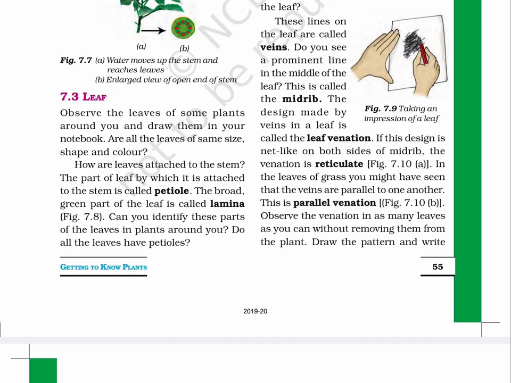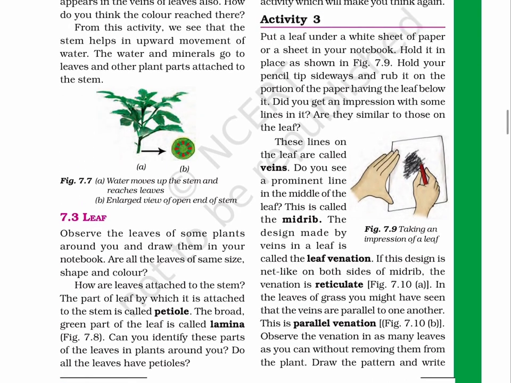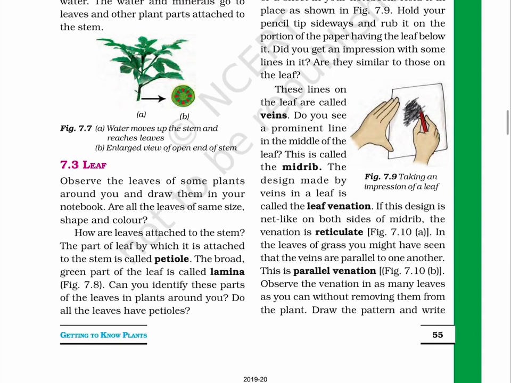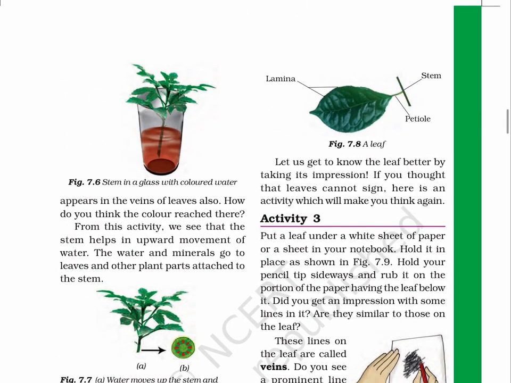Figure 7.8. Can you identify these parts of the leaves in plants around you? Do all the leaves have petioles? Let us get to know the leaf better by taking its impression. If you thought that leaves cannot sign, here is an activity which will make you think again. Figure 7.8 shows a leaf, different parts of leaf, lamina, stem and petiole.